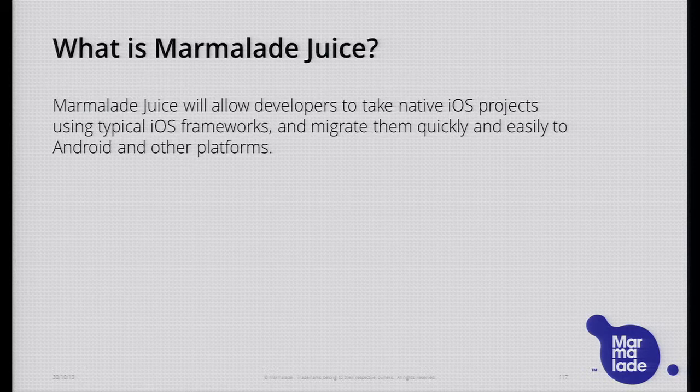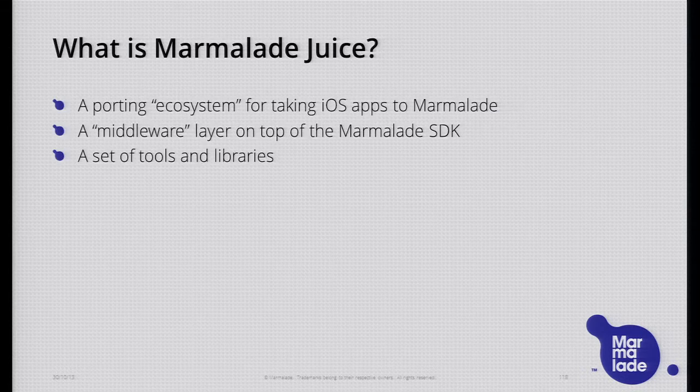So this is what Juice is. It'll allow you to take a native iOS project using the typical iOS frameworks and migrate them quickly and easily to Android and other platforms. So we're calling it a porting ecosystem. So it's a bit more than an SDK. It's a bit of middleware that sits on top of the Marmalade SDK. And it's essentially just a set of tools and libraries that give you this capability of migration.